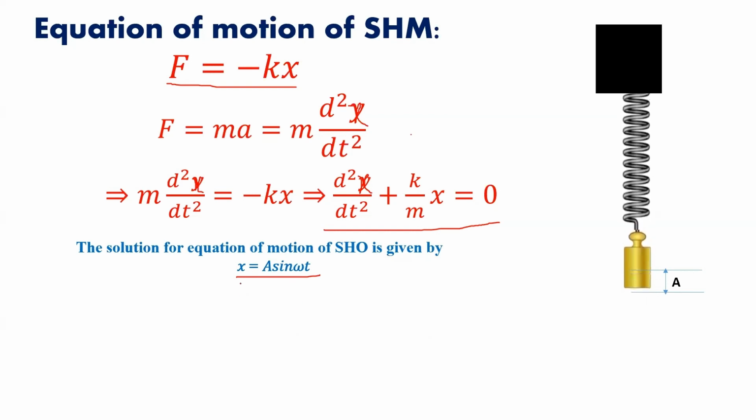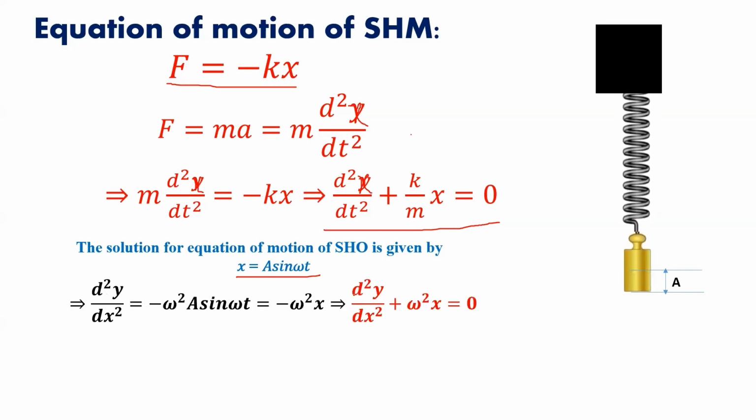Now I differentiate this x value twice with respect to time. So x is the displacement at any instant, a is the maximum displacement, that is the amplitude. Now I differentiate this x with respect to time two times. So the first time if you differentiate, dx by dt equal to a cos omega t into omega. And the second time if you differentiate, d square x by dt square equal to minus a sin omega t into omega square. So we know a sin omega t equal to x, so we can replace this a sin omega t with x.